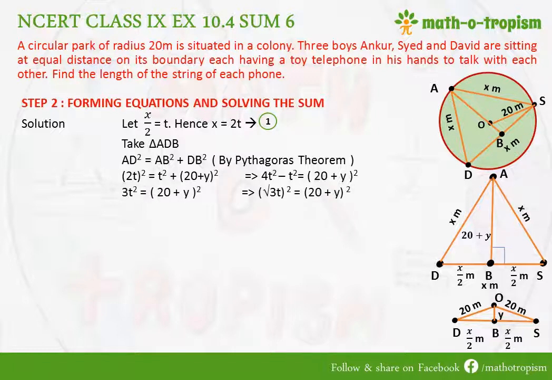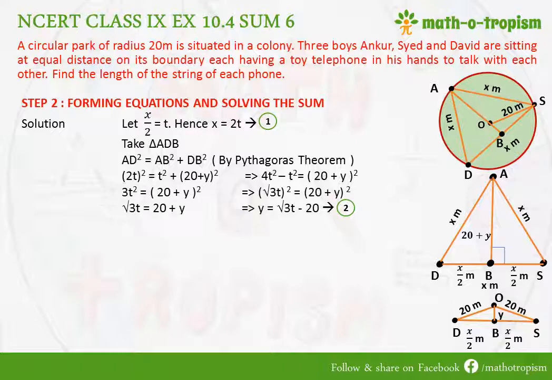What I'm going to do is keep t and write y in terms of t. So I am removing the square on both sides. What happens? Root 3t the whole square is equal to 20 plus y square. So it means root 3t is equal to 20 plus y. So y is nothing but root 3t minus 20. Let us keep this as an equation.